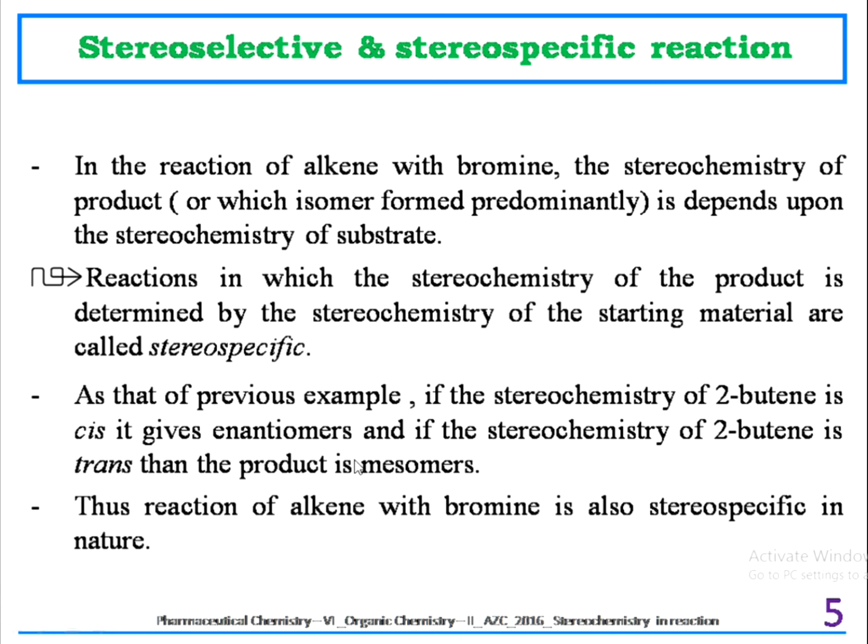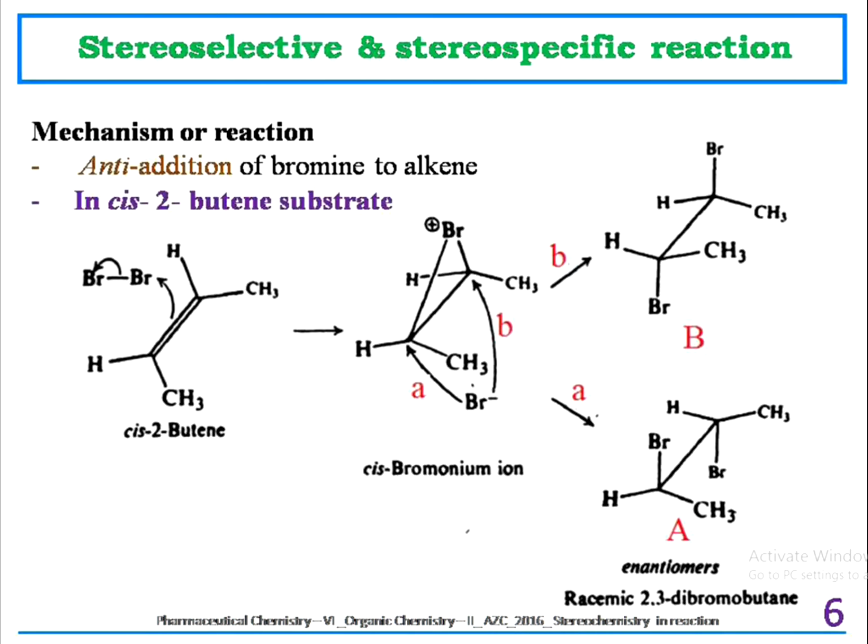as we have seen in the previous example. So the reaction of the alkene with bromine is also stereospecific. They are stereoselective and stereospecific in nature. We can see the example, that is cis-2-butene substrate. When it reacts with bromine, here we are getting the cis-bromonium ion, and it is opened in 2 ways. This is B and this is A. So we will get 2 enantiomers. It is racemic 2,3-dibromobutane.